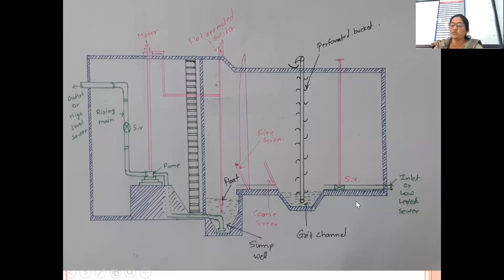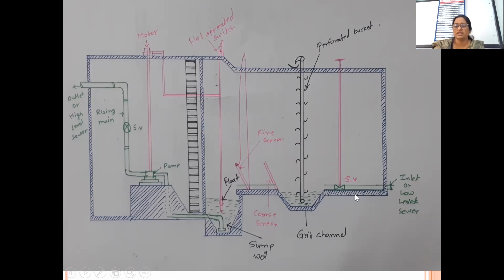What is the function of a sluice valve? It allows the sewage or liquid to flow only in the forward direction, not in the reverse direction. That you have studied in water supply. So the sluice valve is provided to move the water in a forward direction, and whenever maintenance of this pumping station is going on, you can close it and stop the entry of the sewage.